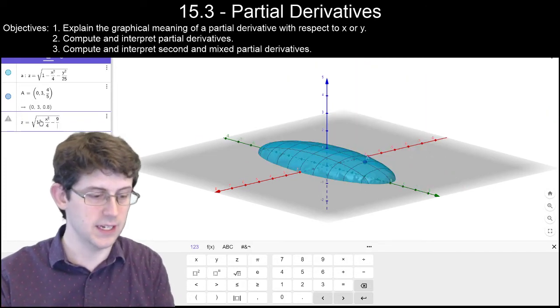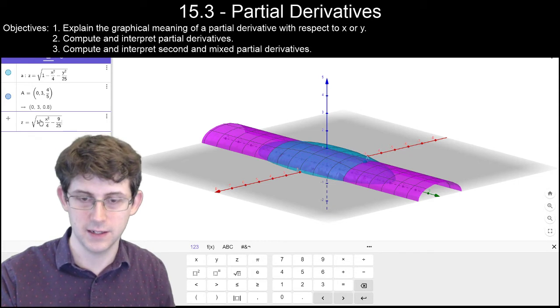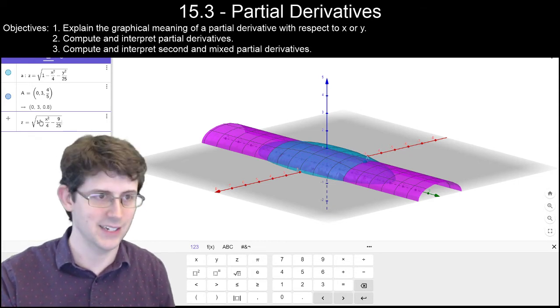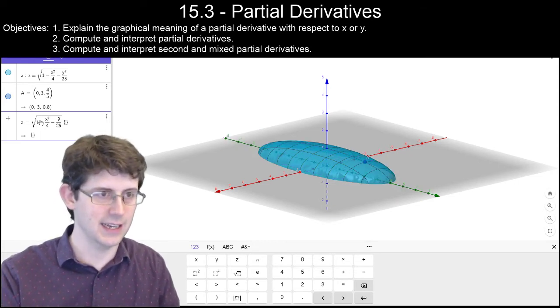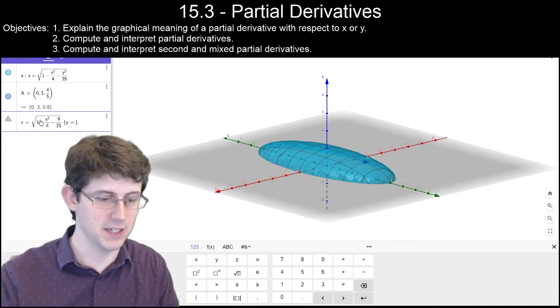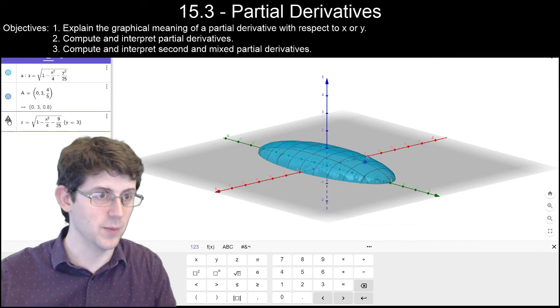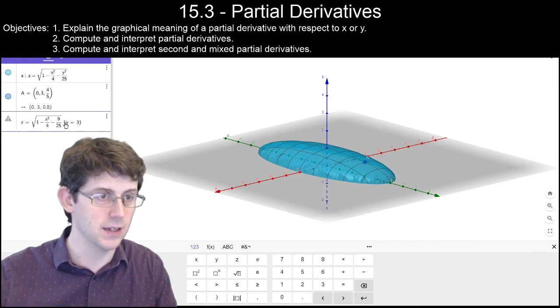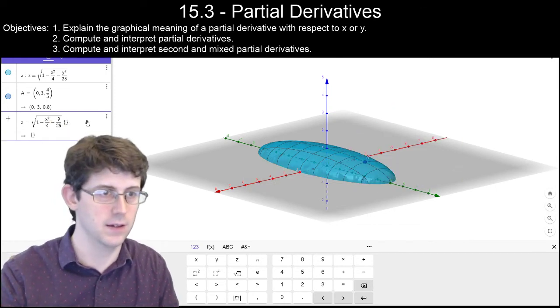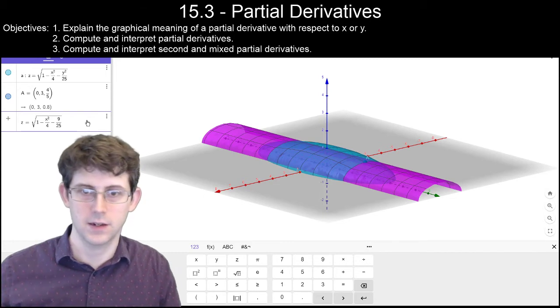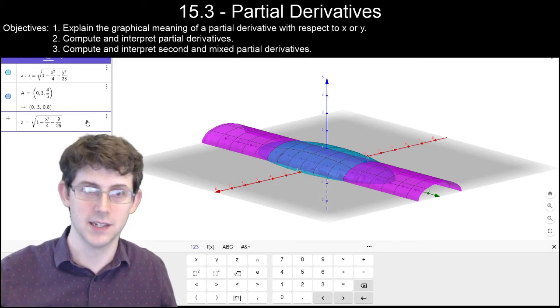Y equals 3, so 9/25. It's hard to see there. I want to just look at y equals 3, but I'm not sure how to restrict a domain in GeoGebra. Let's cut here while I Google this.